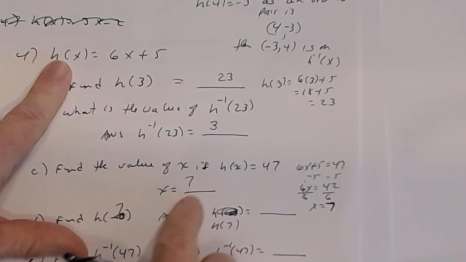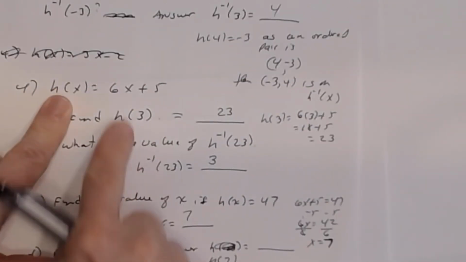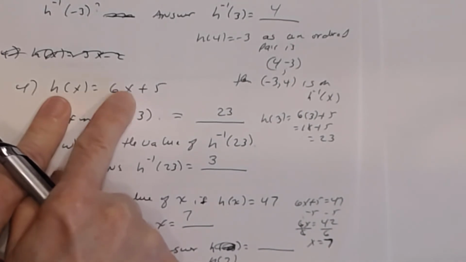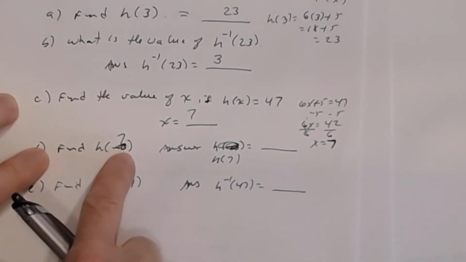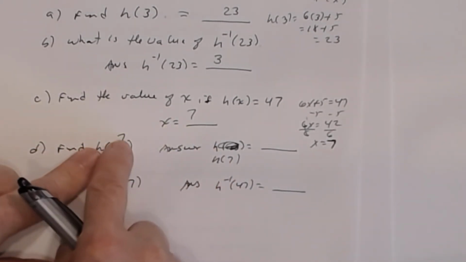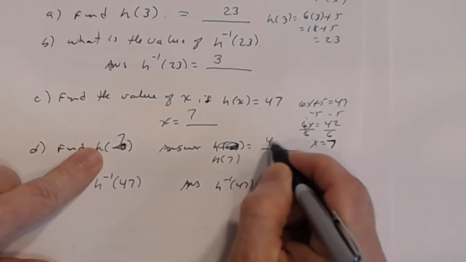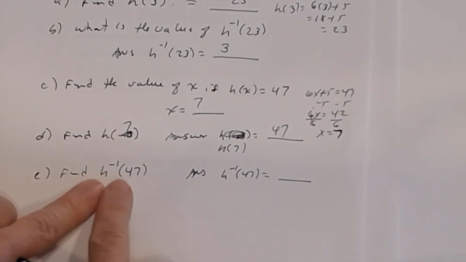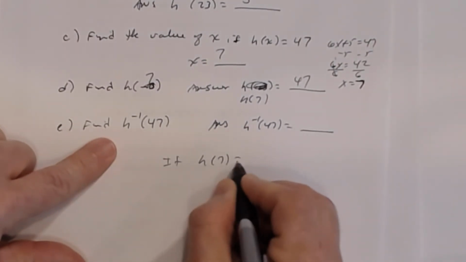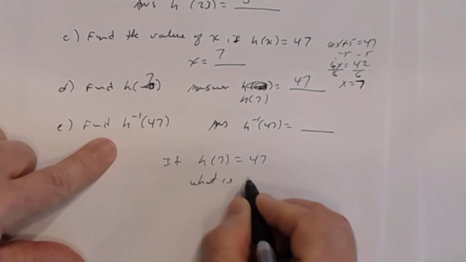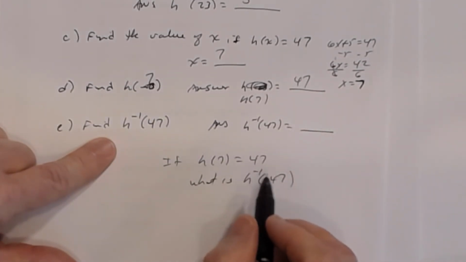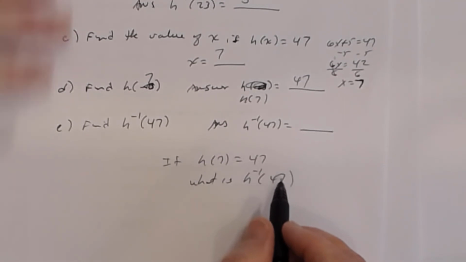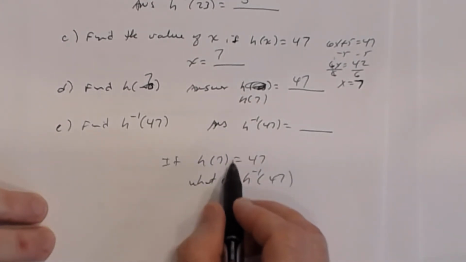It makes sense because when x is 7, 6 times 7 is 42, and 42 plus 5 is 47. So h of 7 is 47: when x is 7, my y value is 47. Now they're asking: if h of 7 equals 47, then what is h inverse of 47? You should be able to know this now. Based on all the stuff we talked about, h inverse of 47 equals 7.